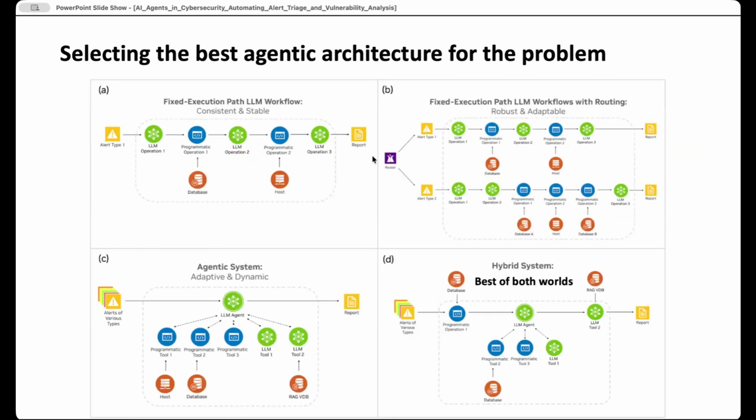They also mentioned how to select the best agentic architecture for the problem. There are many different choices for selecting the most effective agentic architecture. One could be just a fixed workflow. It is consistent and stable: do an LLM call, do a tool call, do another LLM call like this, and it won't change. So this is a static workflow. You can also add a router in the beginning. Based on different use cases and requirements, you can route the traffic to different workflows. So this is a router-based agentic workflow.